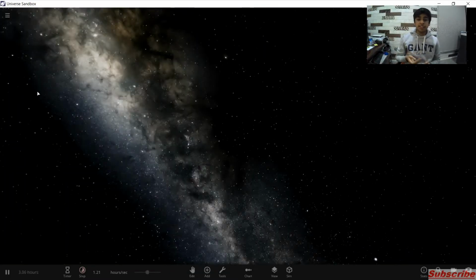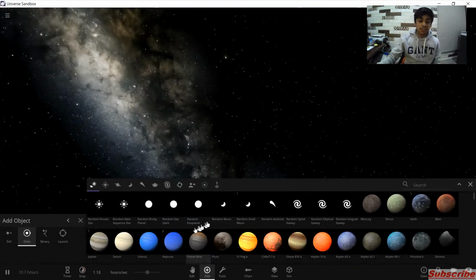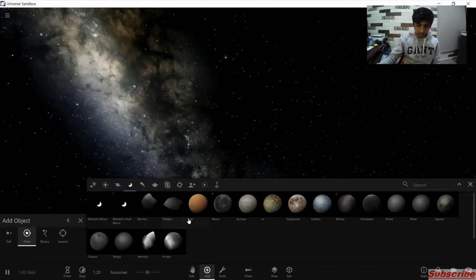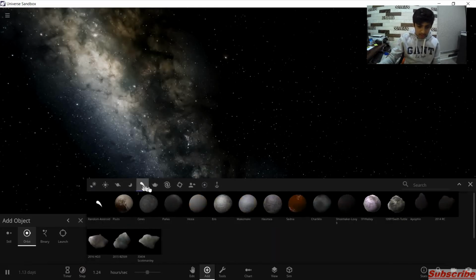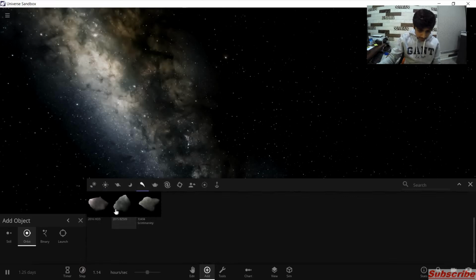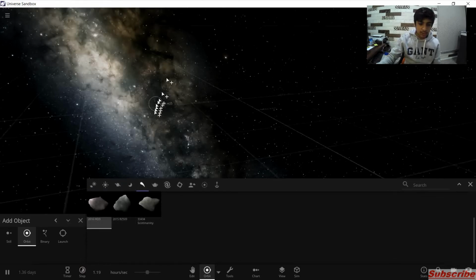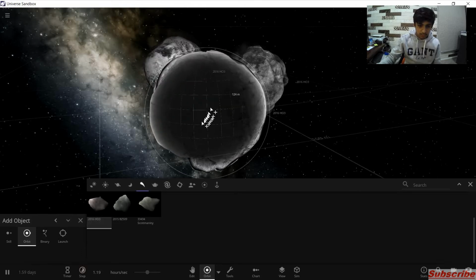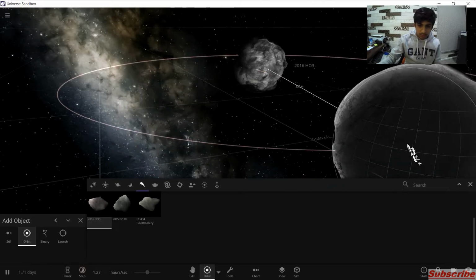So I've now just opened up a new simulation. Now what we're going to do is the next phase of the solar system. I'm not going to put the star, but I'm going to show you how the planets formed. All I need to get is an asteroid. Any asteroid will be fine. Yeah, this one's fine. Pretty small. See?